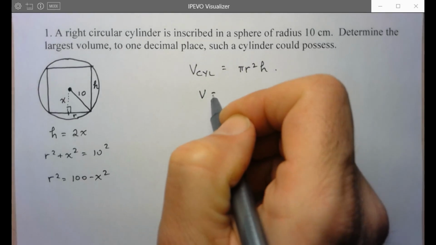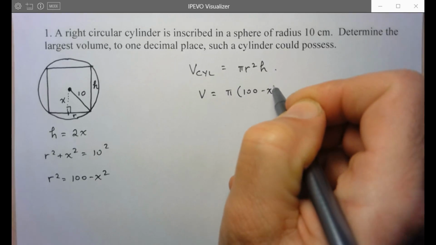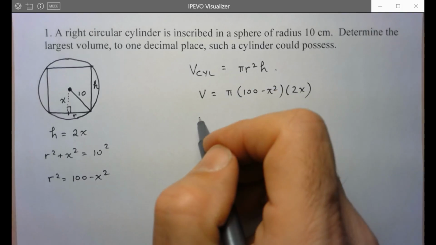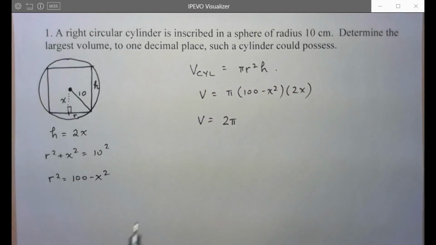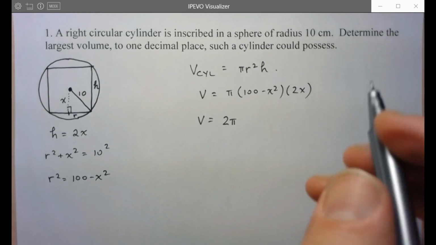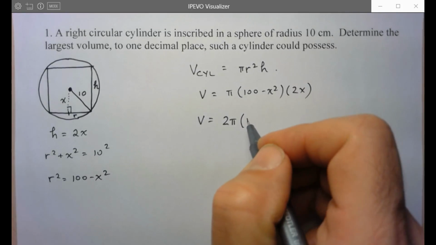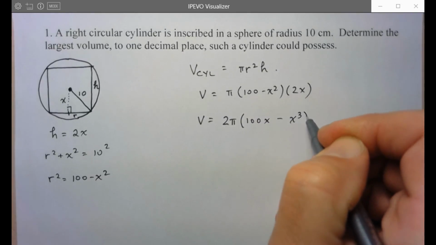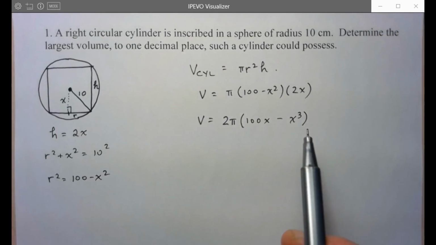So we can now rewrite the volume as pi times, well, r squared is 100 minus x squared, and h is just equal to 2x. Okay, and let's clean this up. So I'll keep the 2 pi, since it's just a constant, on the outside, since I know it won't come into play when I'm taking the derivative. And let's see what we're left with. Well, we're left with just x here, so times 100, so 100x, and then minus x times x squared, x cubed. All right, so here I have my model in terms of one variable.